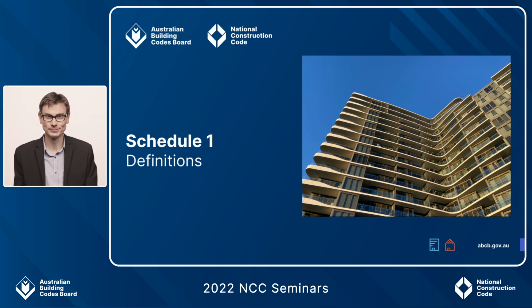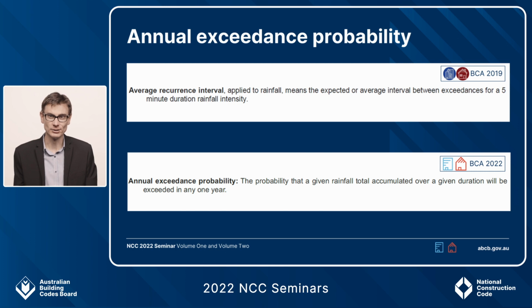So the first definition change is how we've replaced average recurrence interval with annual exceedance probability. Now this change makes the BCA consistent with the AS3500 series, which uses the term annual exceedance probability. Average recurrence interval and annual exceedance probability are actually two different ways of saying the same thing, and that is the likelihood of a given event occurring in any given year. And of course, for these defined terms, it's the likelihood of a given rainfall event occurring in any given year.